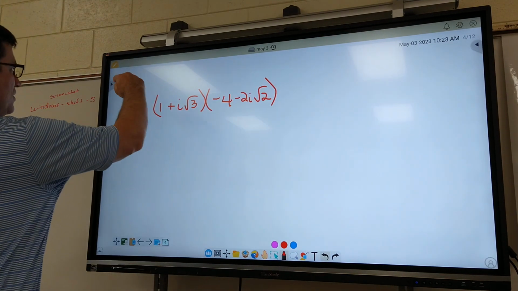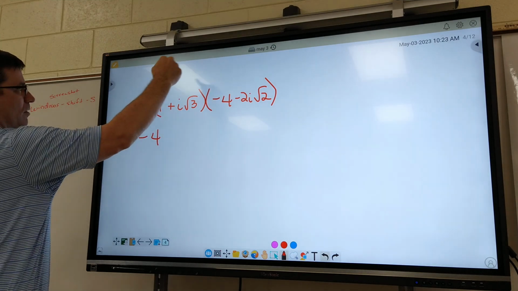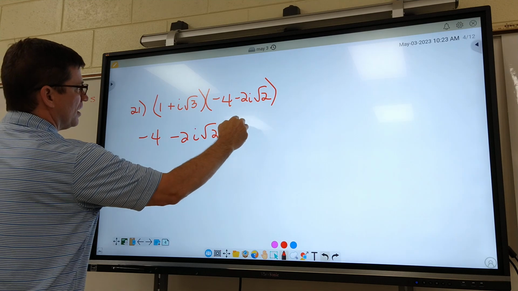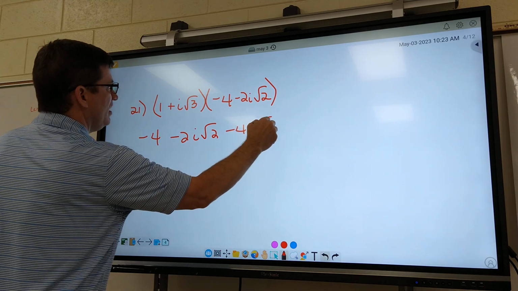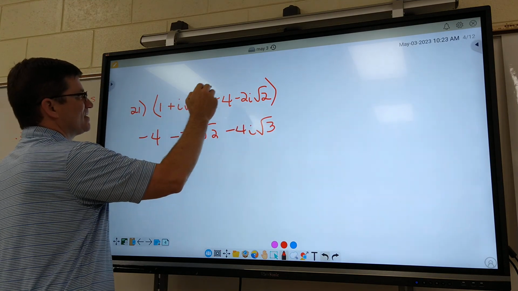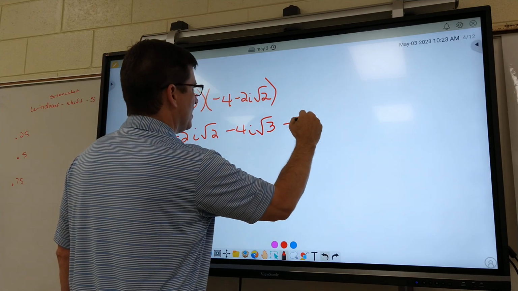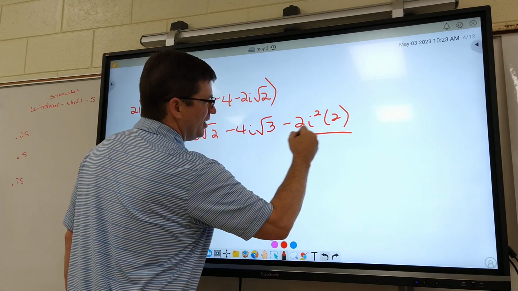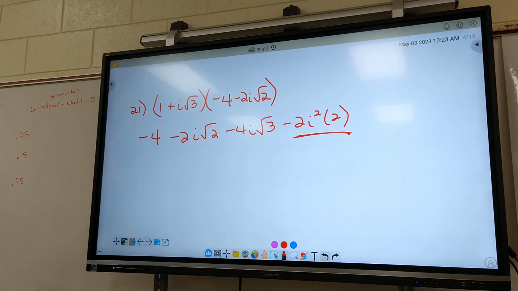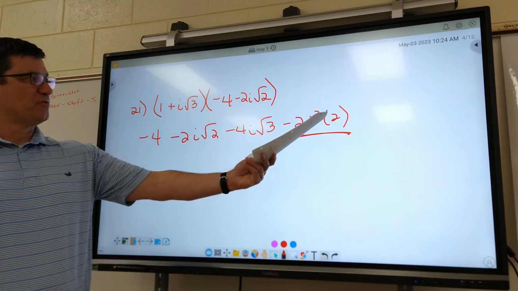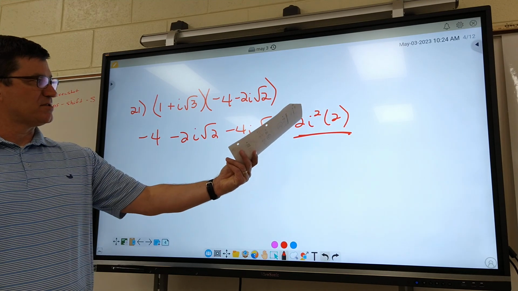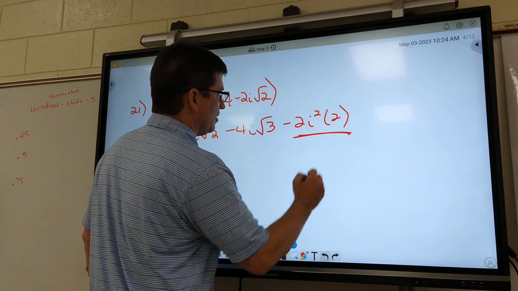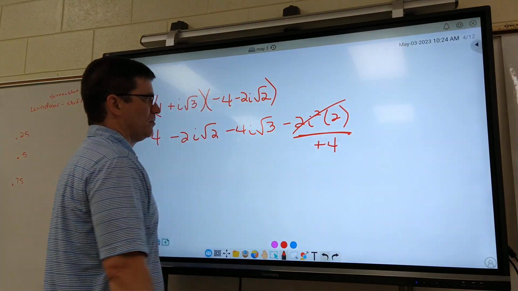Got it. 1 times negative 4 is negative 4. Minus 2i root 2. Minus 4i root 3. All right, I got i times negative 2i is negative 2i squared and a 2. Clean this up on the end. What is that going to be on the end? i squared is negative 1, right? So you got negative 1 times negative 2, which is positive 2. So that's going to be a plus 4. All that's going to be a plus 4.